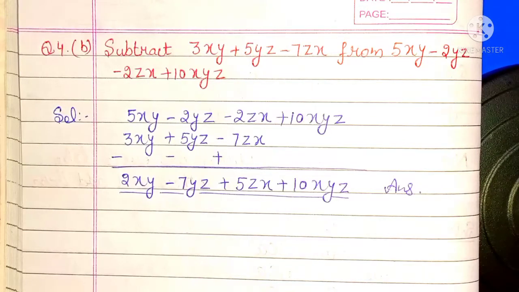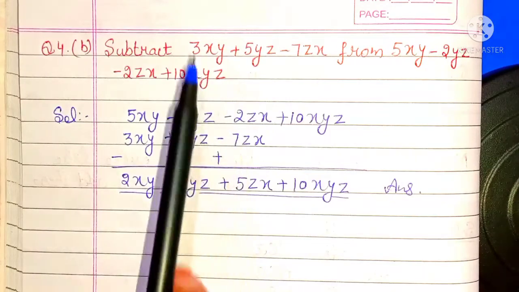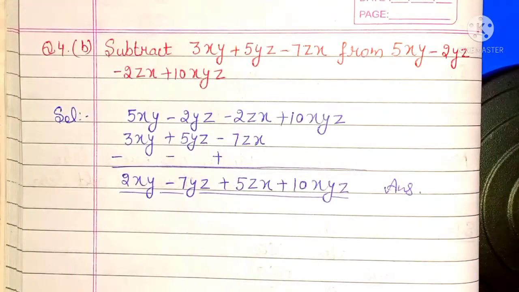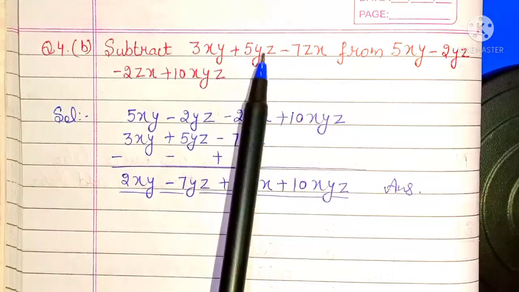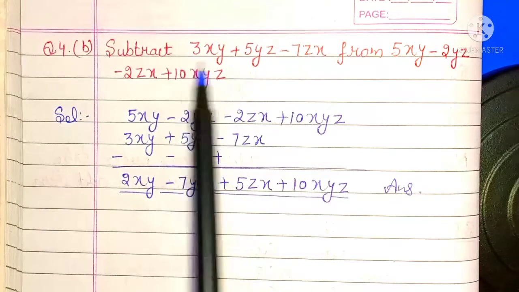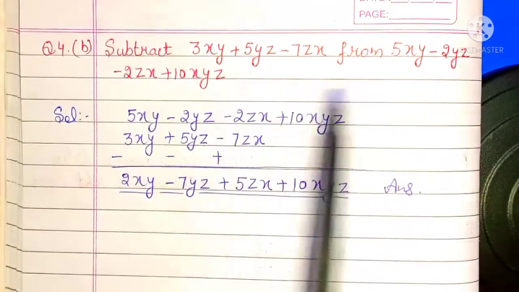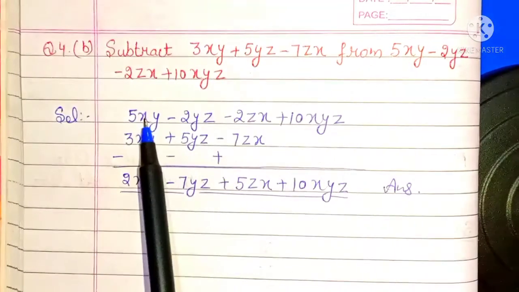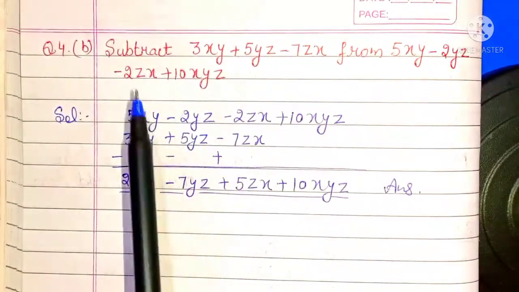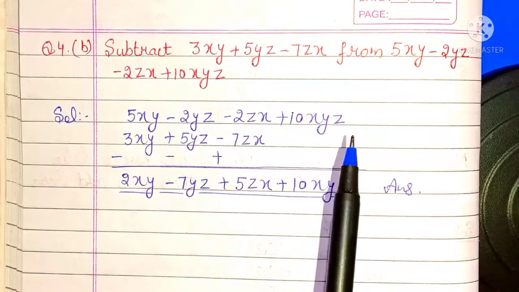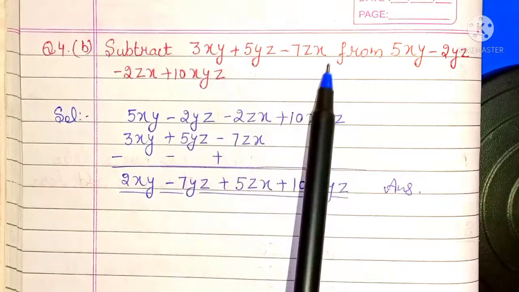Now we are going to do question number 4, that is of subtraction. Subtraction of one expression from another expression. The same rule we will follow. We will write down the like terms below one another. So I have to subtract this expression from this expression. It means first of all I will write this expression. Which one? 5xy minus 2yz minus 2zx plus 10xyz. Now I have to write down this expression.